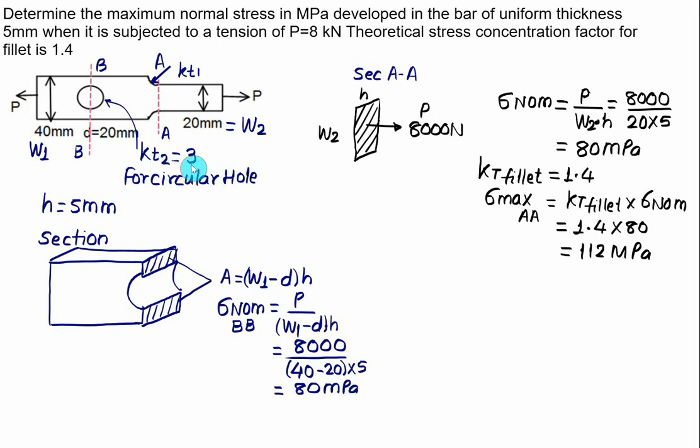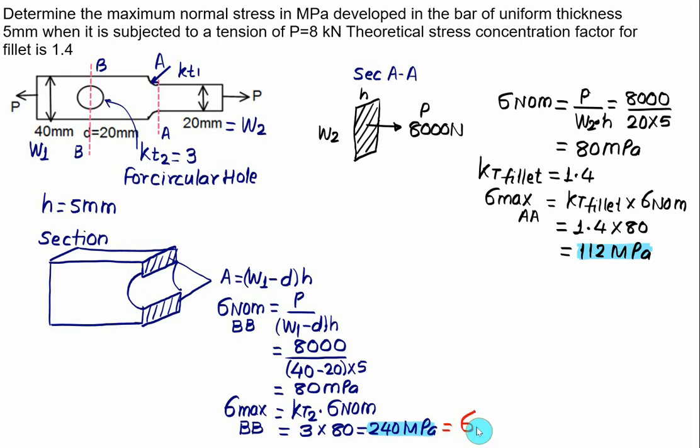And for the circular hole we have KT2 equal to 3, so the maximum stress at section BB will be equal to KT2 multiplied by sigma nominal, which is 3 multiplied by 80, equal to 240 MPa. So at section AA, the maximum stress produced is 112 MPa, and at section BB, the maximum stress produced is 240 MPa. We are interested to know the maximum normal stress. So out of 112 and 240, this is the maximum value. So in this entire cross section, the maximum stress is produced at the top of the circular hole or at the bottom of the circular hole.